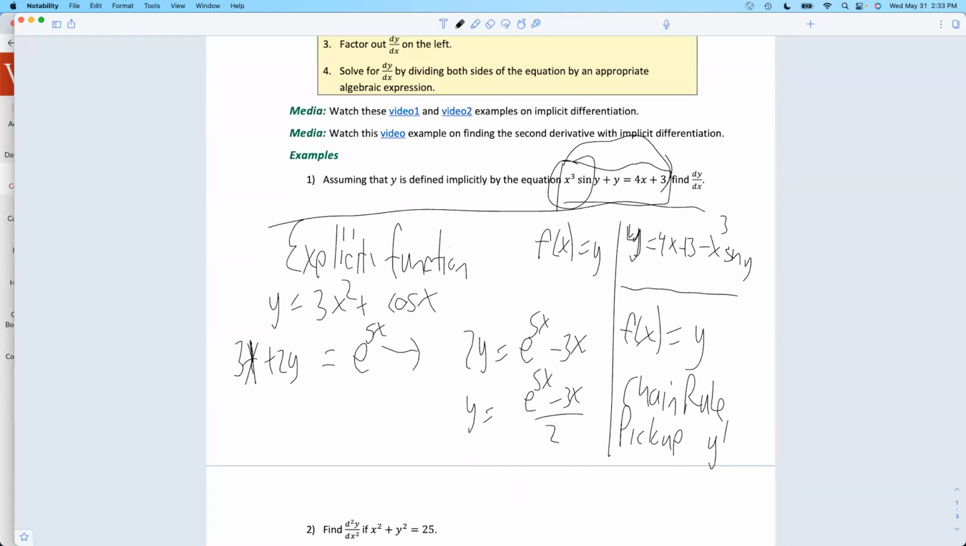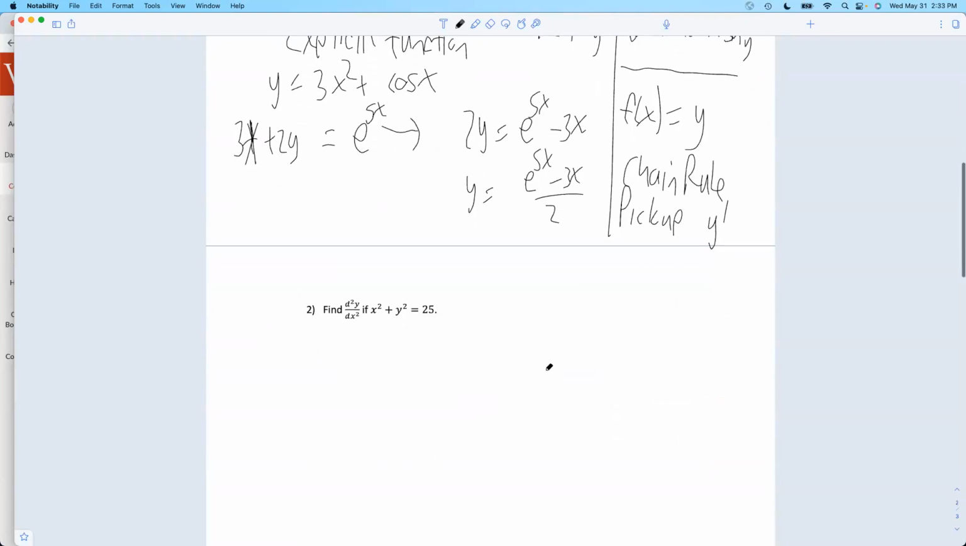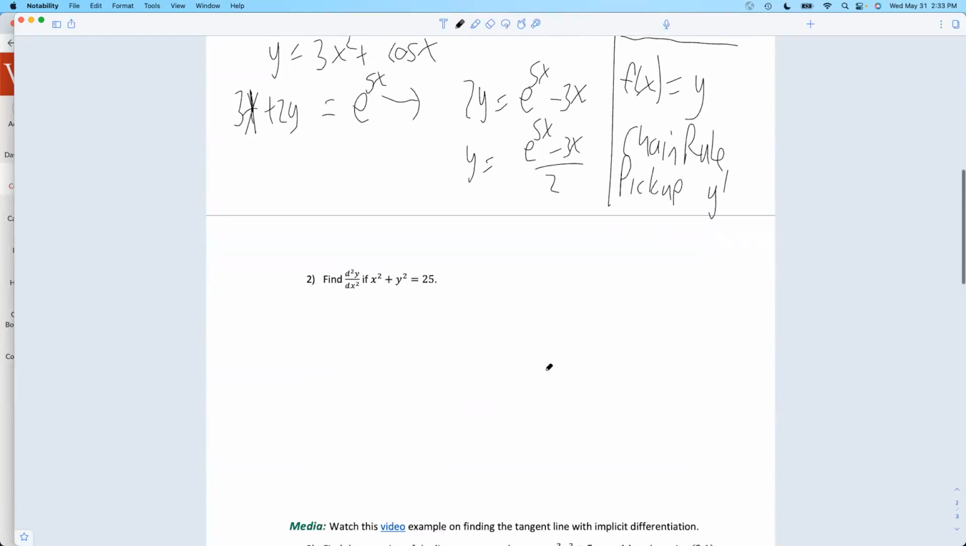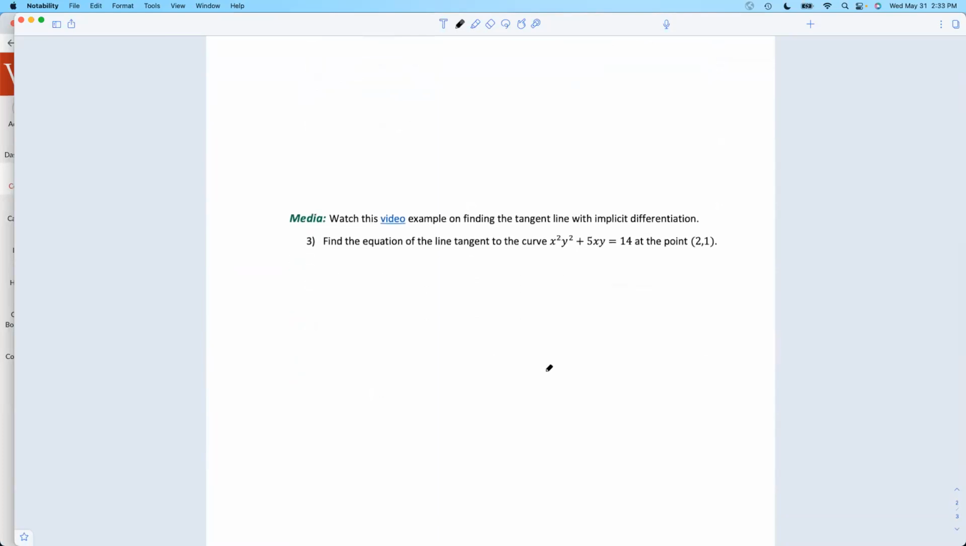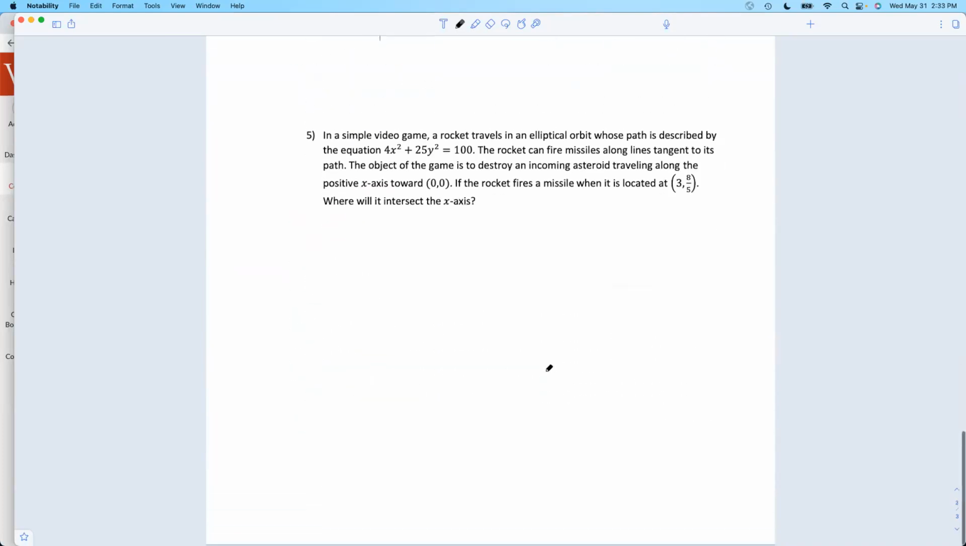Okay, and now we're just going to do a whole bunch of examples of this. This never makes any sense until we see it. And I'll come back and do some of those examples.